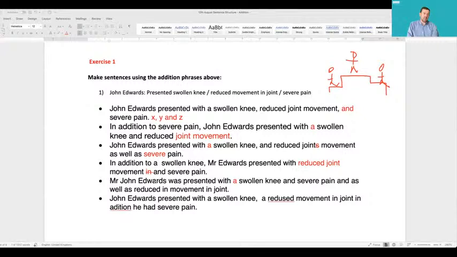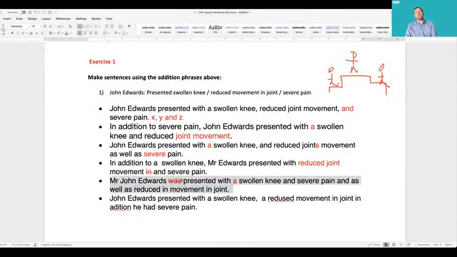So if you say Mr. John Edwards was presented with a swollen knee, it means somebody had a swollen knee and they gave it to Mr. John Edwards. Is that correct? No, presented with. Okay, that's passive. Presented is never in the passive in OET. So presented with a swollen knee and severe pain, and as well as reduced.